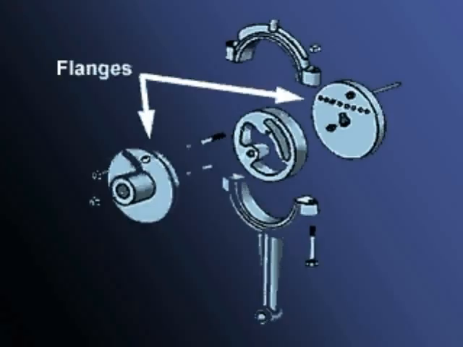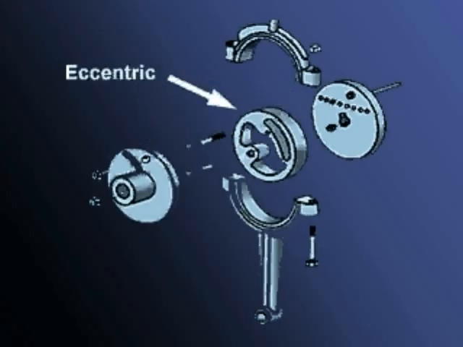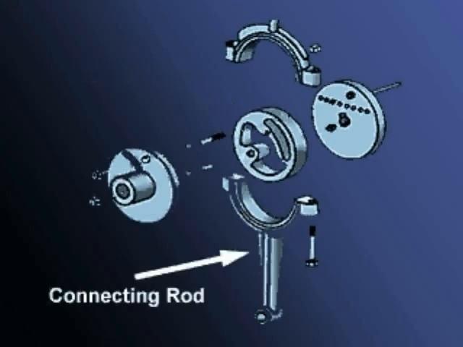The flanges are attached to and driven by the shaft. An eccentric is connected to these flanges so that it moves up and down as the assembly rotates. This eccentric is connected by a connecting rod to the plunger, causing the plunger to move up and down as the shaft rotates.